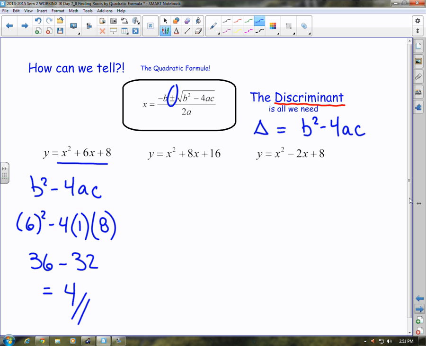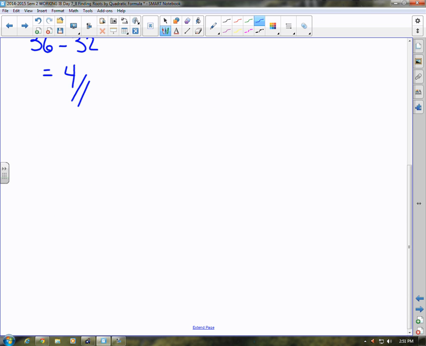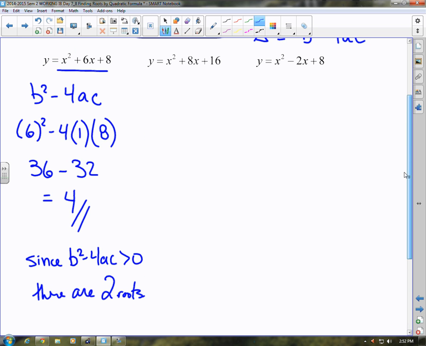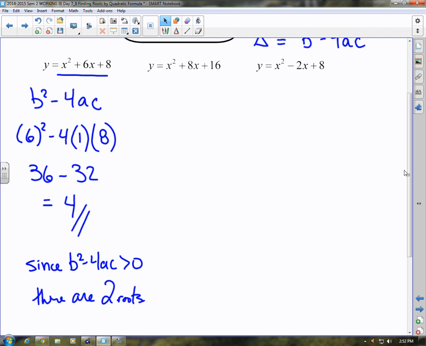And that's why, since this discriminant value is positive, there are 2 roots. Since the discriminant is positive, there are 2 roots. Right? Because when we get that 4, we take the square root, then we add the value and we subtract the value, and that gives us 2 different answers. Question? Means I'm finished. Sorry, it just means I'm finished.